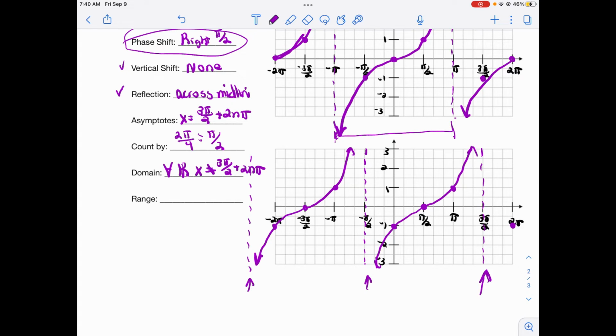Our range is the smallest y value to our highest y value. Well, because those arrows go down forever and up forever, it's going to be all real numbers. That's our range.